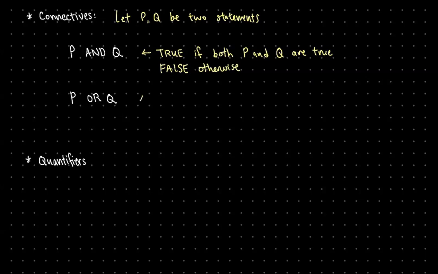Okay. P or Q, in computer science, or might mean something else, I don't know. But here it means that only one has to be true, at least one. At least one of P, Q is true. Both could be true. That counts as true, or false otherwise.